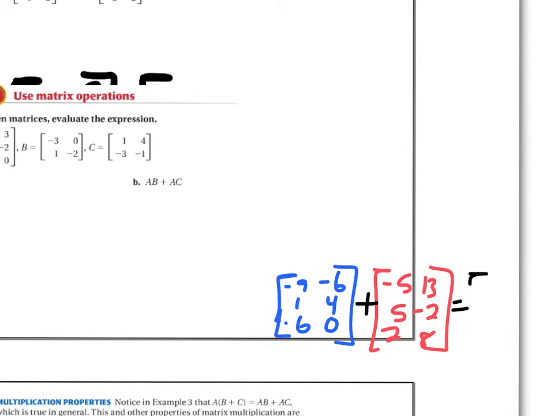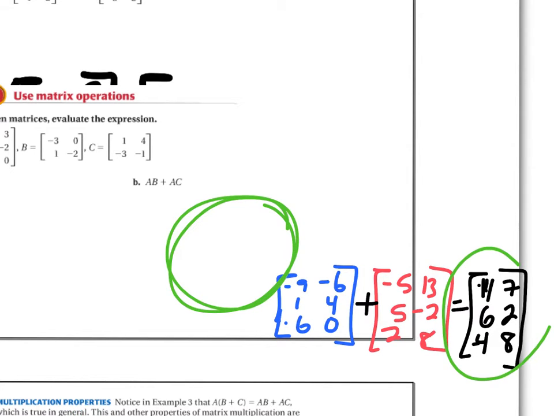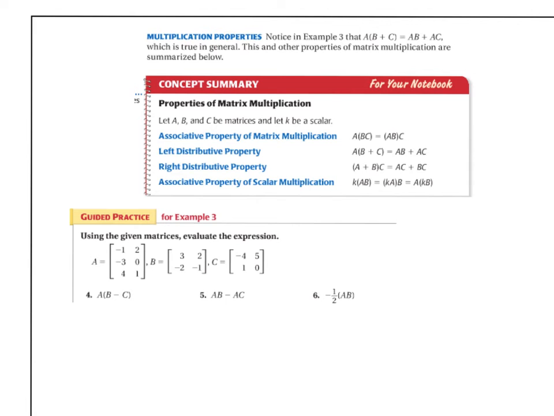And I will get negative 9 plus a negative 5 is negative 14. Negative 6 plus 13 is 7. 1 and 5 is 6. 4 and a negative 2 is 2. Negative 6 plus 2 is negative 4. And 8 and 0 is 8. And remember, what you were supposed to notice is that these two were the same, proving that you can use the distributive property for matrices.